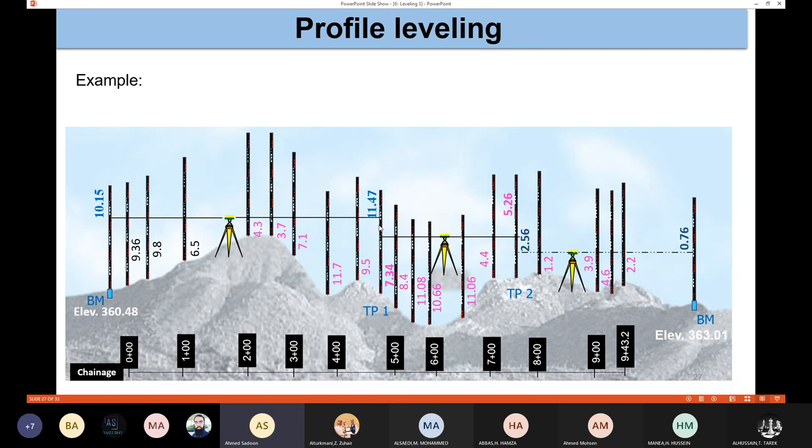This point here is a turning point. It's going to have 4 sides. All of these readings are intermediate sights. Again, I'm going to relocate the device here. This one is going to be the backsight, all of these intermediate sights, and this one is the foresight. Similarly here, the device has been located here. This one, the backsight, all of these intermediate sights, and this one is the foresight. That is how we construct routes.